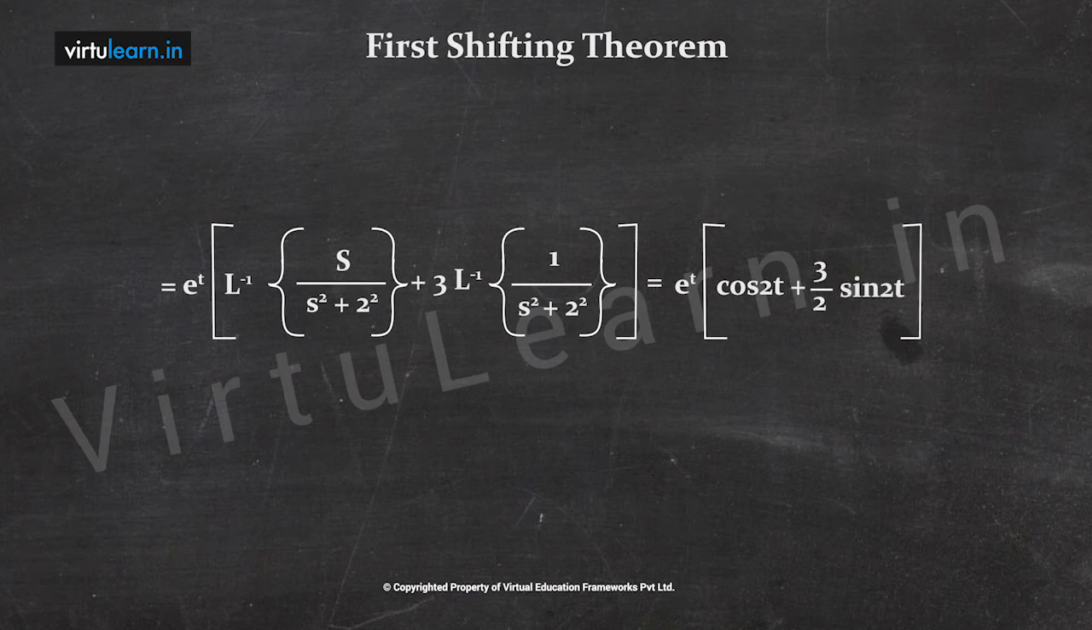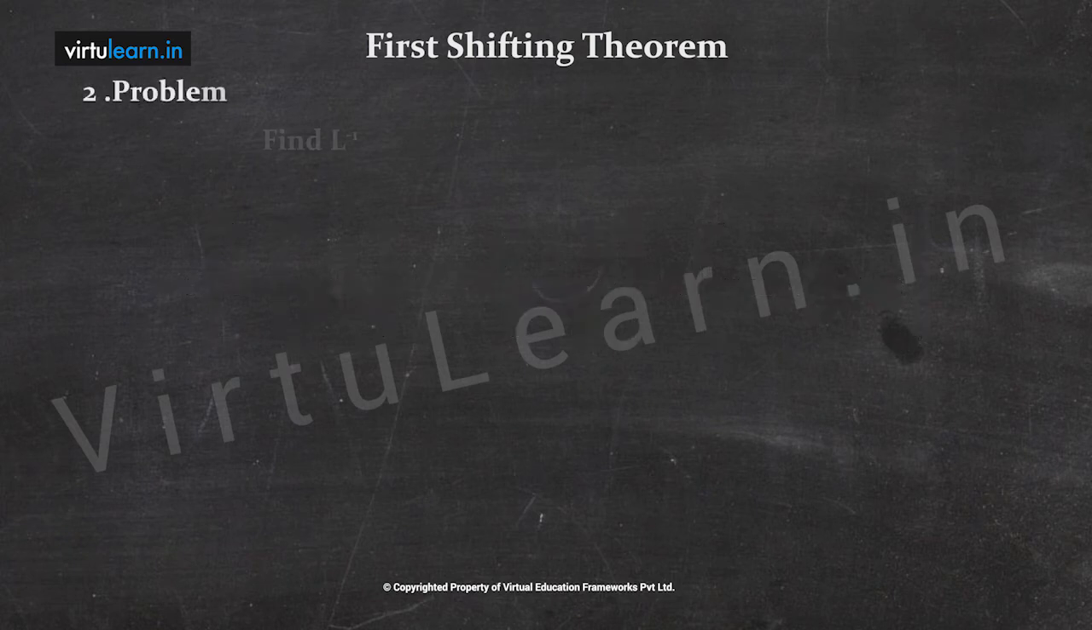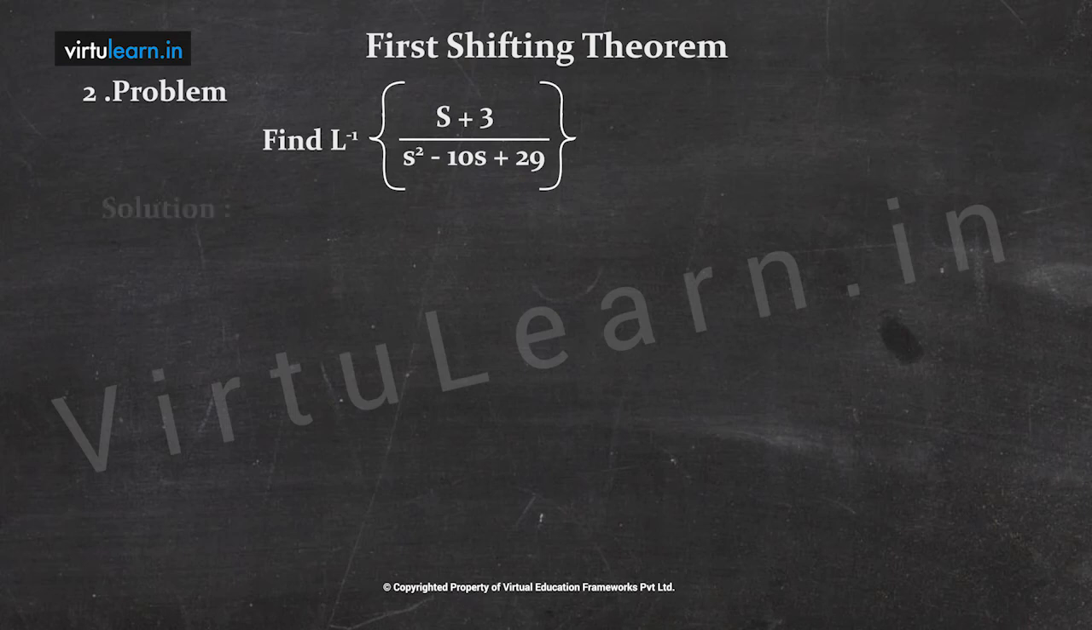Like this we can solve the problem by using the first shifting theorem. Now one more problem. Find L inverse of (s plus 3) by (s square minus 10s plus 29).